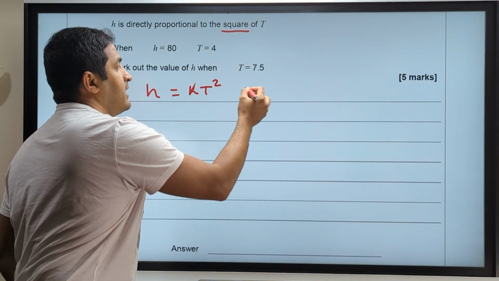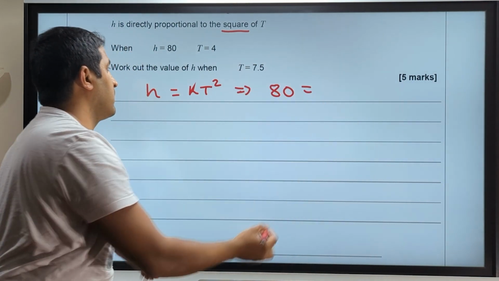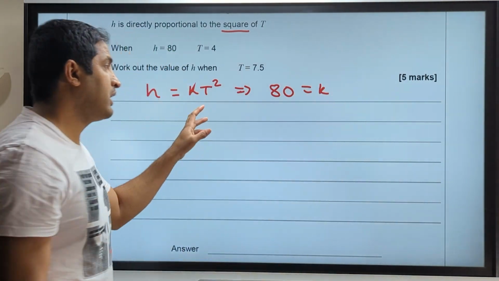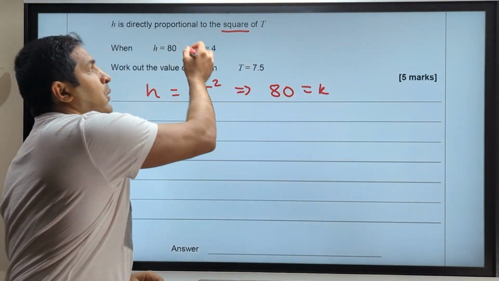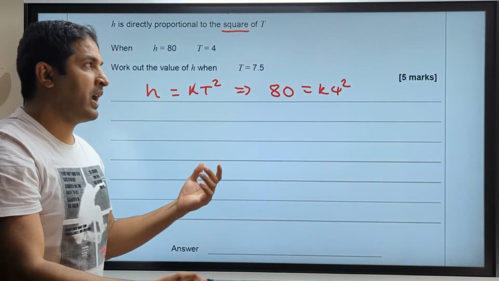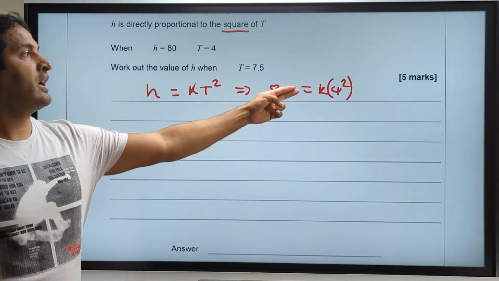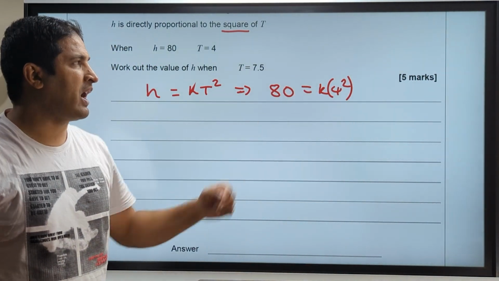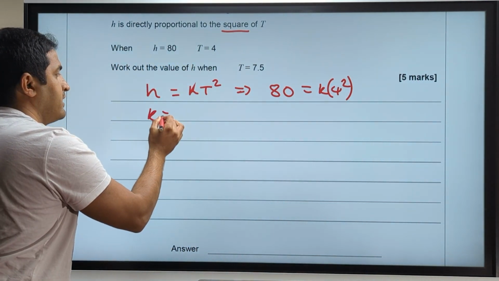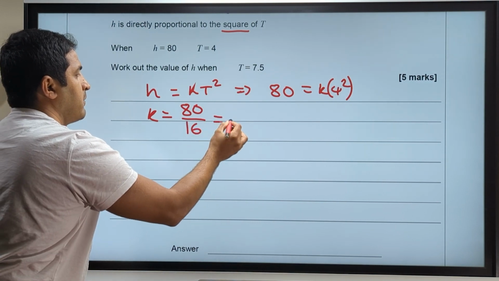So h is 80. So we're saying when h is 80, so 80 should be equal to some constant, we don't know what that k is, multiplied by the square of t, which is 4 squared. And 4 squared is the same as 16. So k is equal to 80 divided by 16, which is 5.